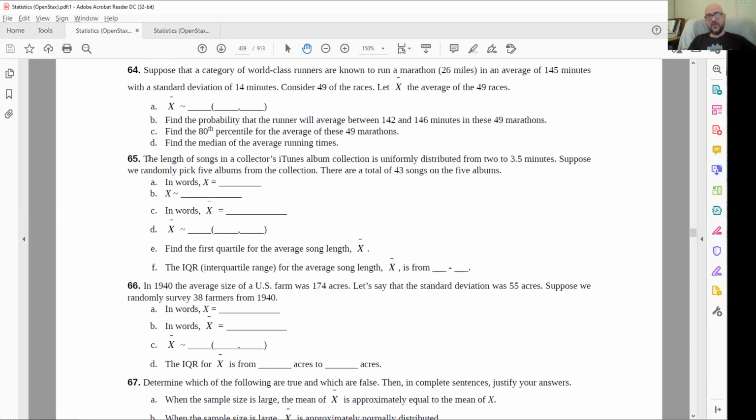This is another weirdo setup for this. The length of songs on a collector's iTunes album collection is uniformly distributed from 2 to 3.5 minutes. That seems unlikely to me. It's probably not the case that song times are uniformly distributed. They're probably normally distributed, although I don't actually know that. But they claim they're uniformly distributed from 2 to 3.5 minutes.